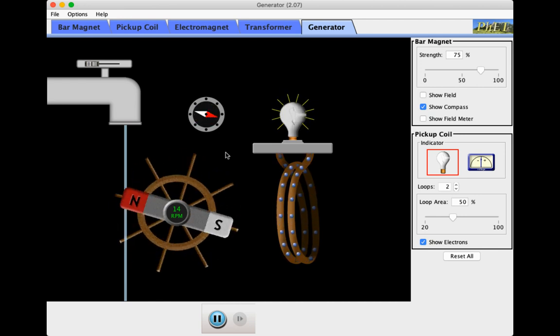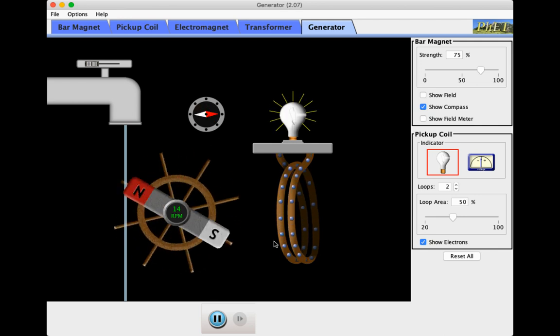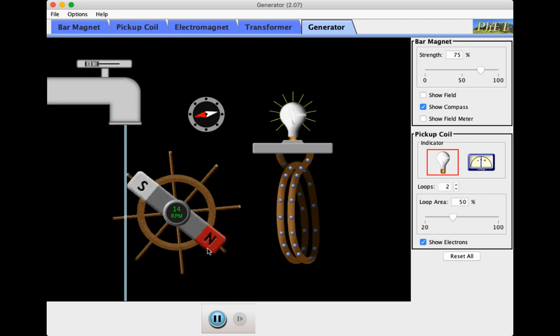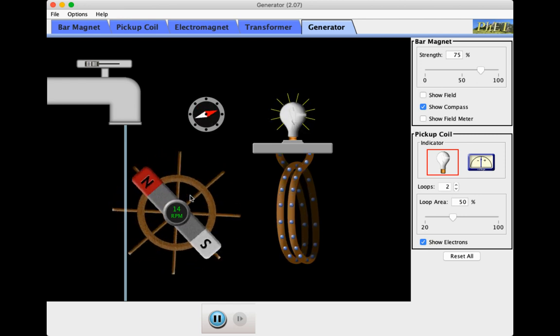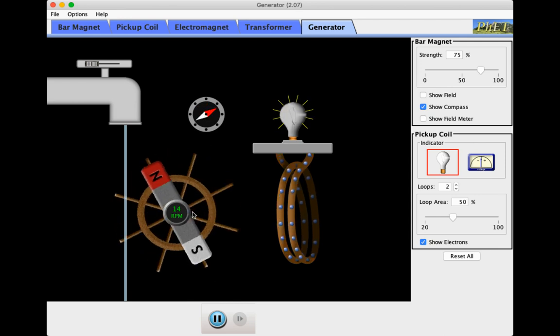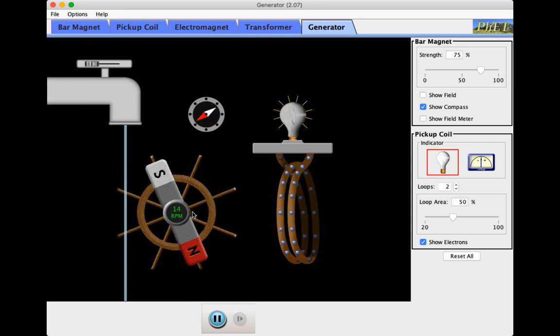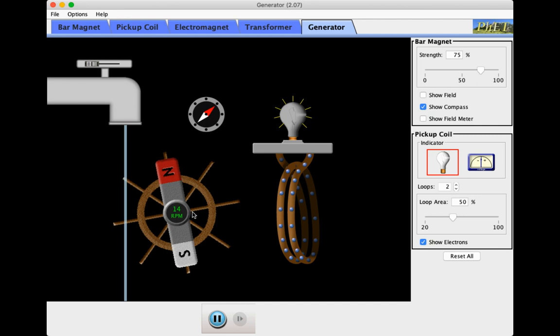You can see that the spinning magnet seems to be causing electrons to move. Now, again, pay attention. What happens when the North Pole goes by? And then what happens when the South Pole goes by? What's happening to those blue dots? What's happening to the electrons as the different poles of the magnets pass by?